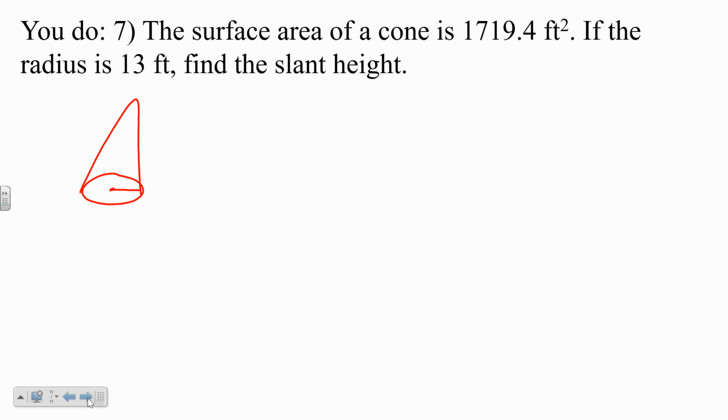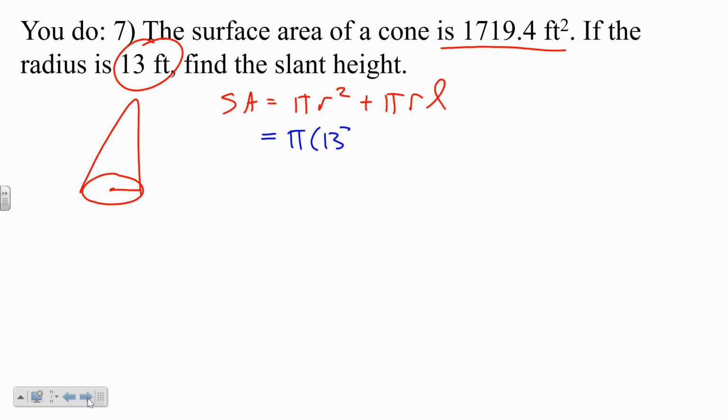Surface area of a cone. Oh, this one's a little bit different. They give you the surface area of the cone. If the radius is 13, find the slant height. So for a cone, the surface area is pi r squared plus pi r l. They give us the radius is 13, so it's pi times 13 squared plus pi times 13 times L. They don't give us the slant height, but they do give us the surface area is 1719.4. Now this is where if you leave your answers in terms of pi, it's going to be a little bit more difficult.